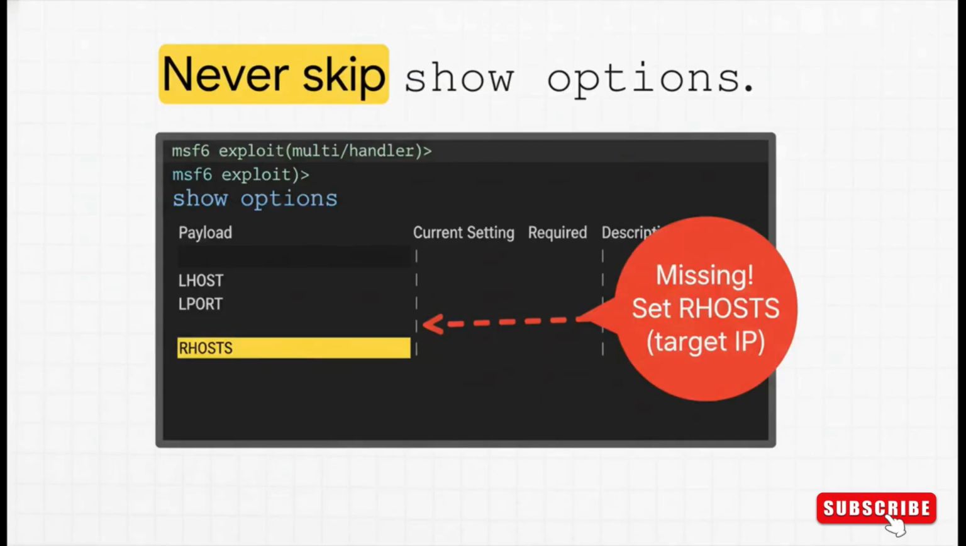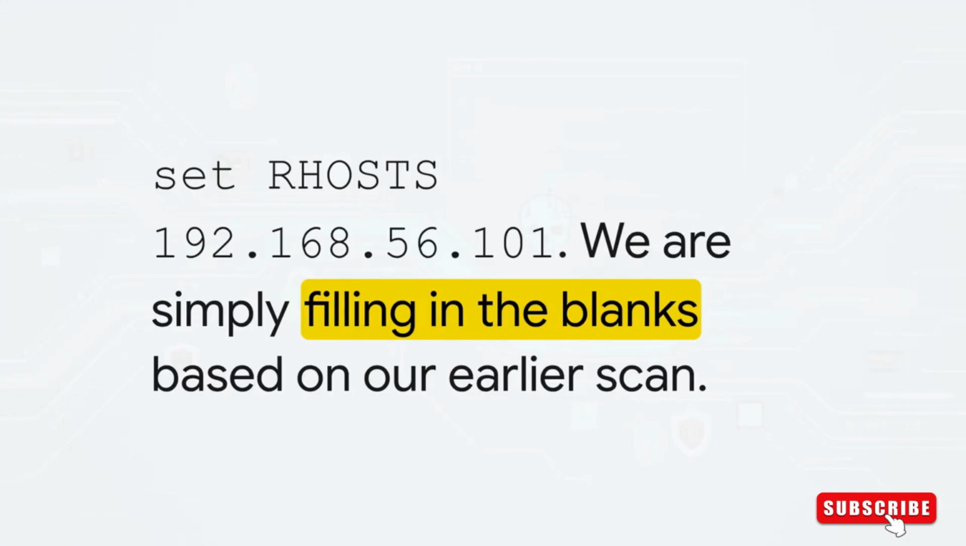Now, this is a step a professional never ever skips. Before you run a thing, you type show options. This tells you exactly what information the exploit needs from you to actually work. In this case, you can see it needs RHOSTS, which is just the remote target's address. Just like the options told us, we now have to configure the exploit. We use the set RHOSTS command to point the module right at our target's IP address, the one we found in our very first scan.